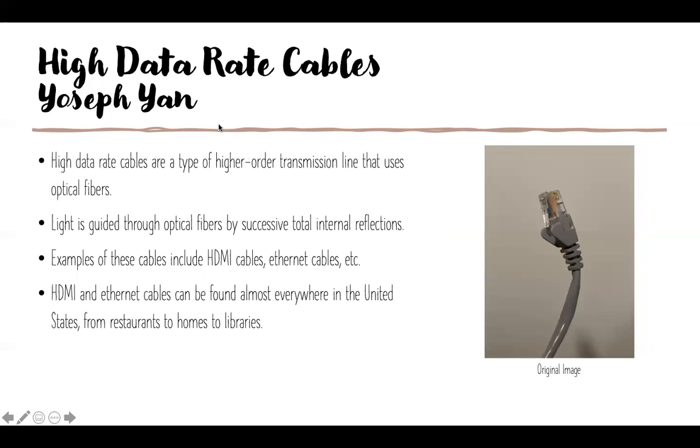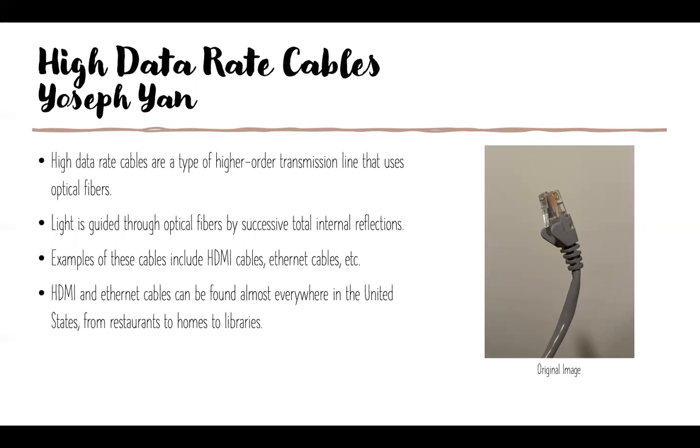In conclusion, high data rate cables are really important and are used extremely often today. Many wires that you see being used today are high data rate cables that use optical fibers. High data rate cables are a type of higher order transmission line. Light is guided through optical fibers by successive total internal reflection.